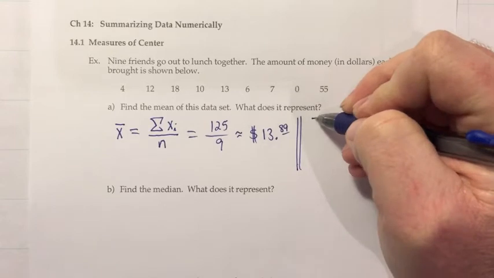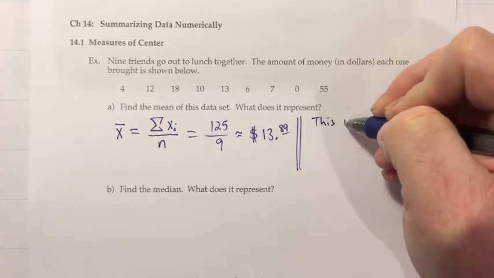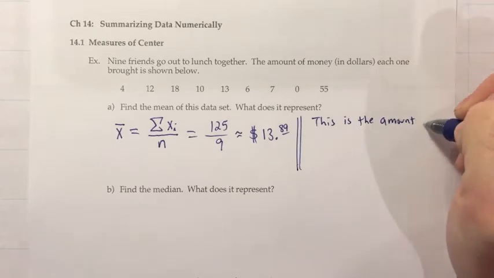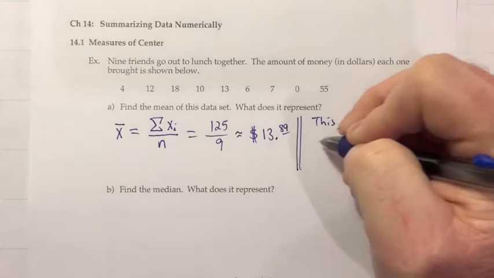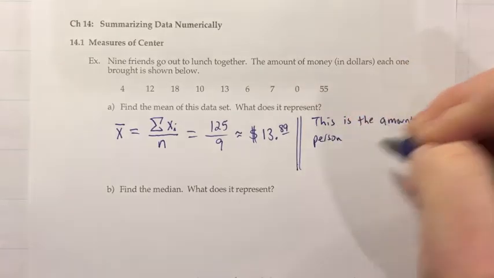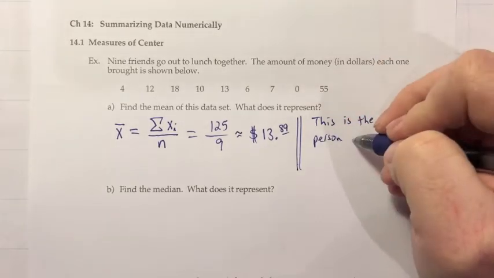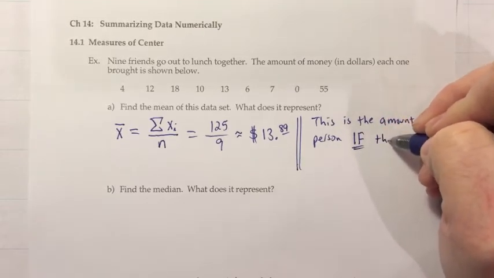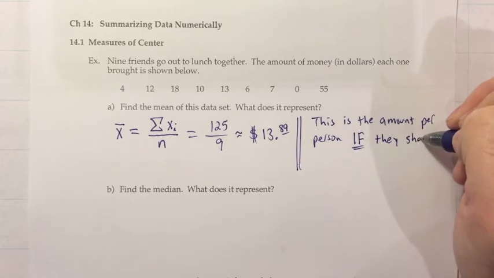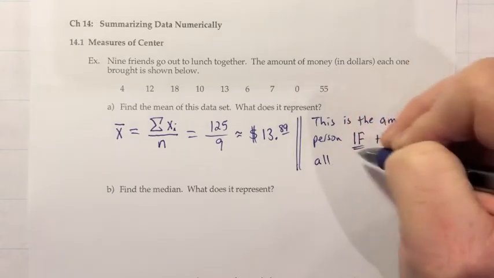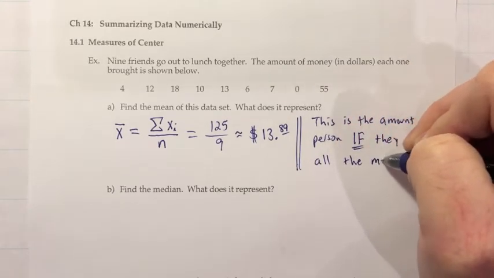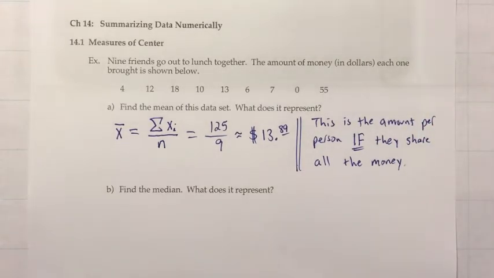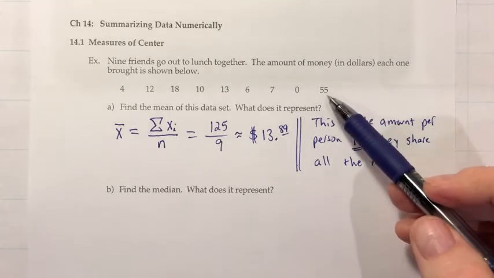So this is the amount per person that they can spend for lunch, if, and a big if, they share all the money. So because of that, sometimes they call the mean the fair share value, but is it really fair? Is that person going to think it's fair? I don't know.